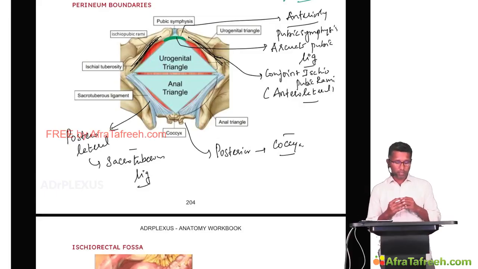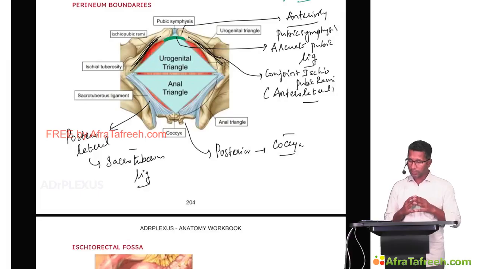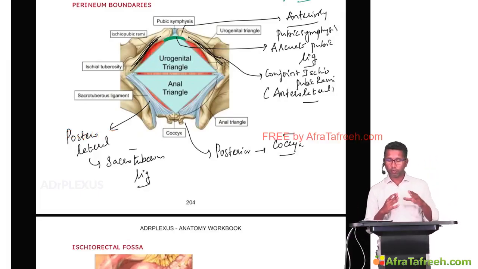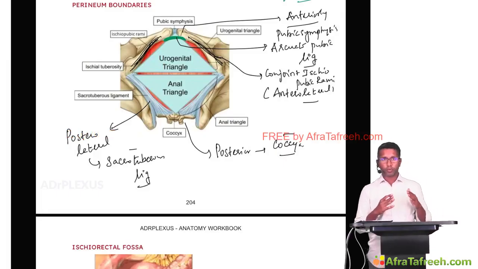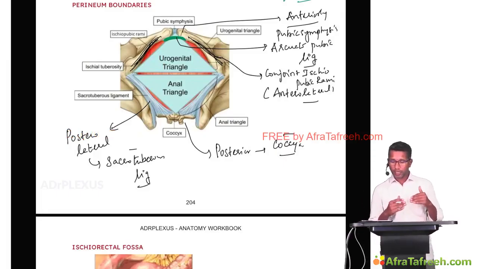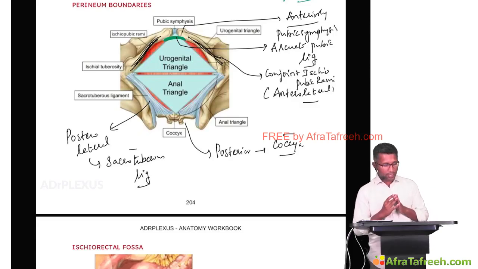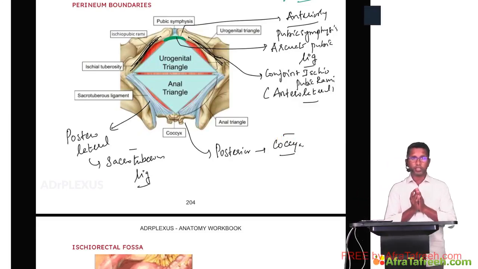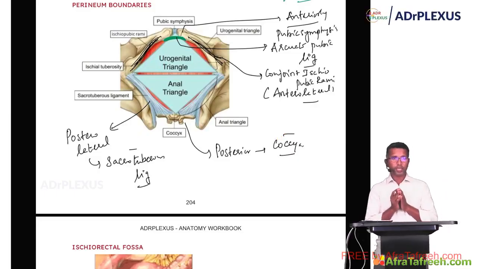If you see, the perineum is like a diamond shaped fossa. Can anybody tell me another structure in the body which has a diamond shaped fossa with four boundaries like this? Superolateral, superomedial, inferolateral, very good. It is the popliteal fossa. Very good, guys.